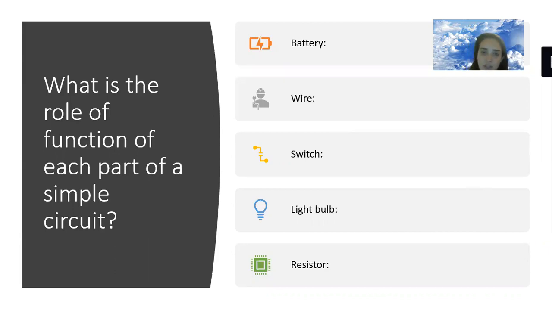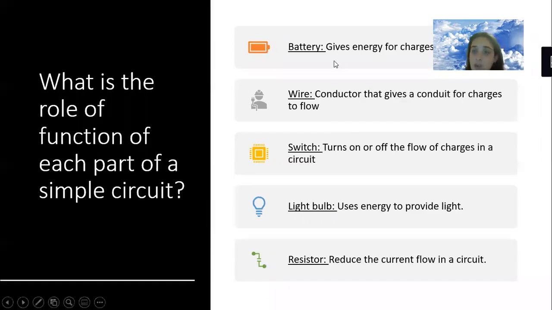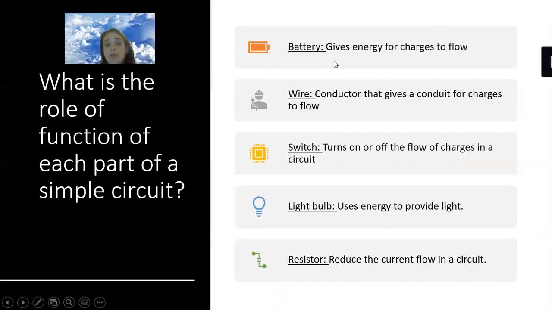Okay, so let's check it out. Like we mentioned before, and what we observed, is that the battery is what gives energy for the charges to flow.